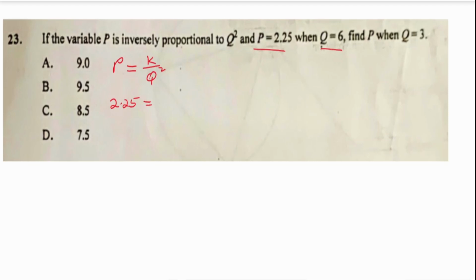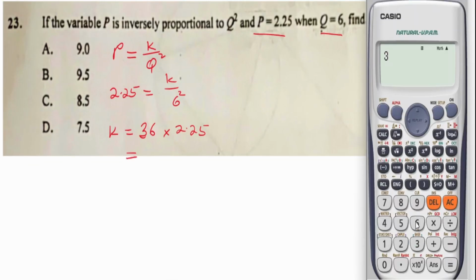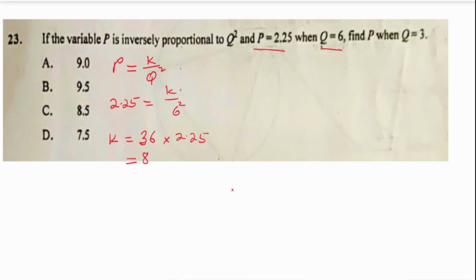Substituting these two numbers in, 2.25 will be equal to K over 6 squared. Multiplying both sides by 6 squared, which is 36, you're going to have K equal to 36 times 2.25, and that equals 81. So the constant of proportionality is 81.